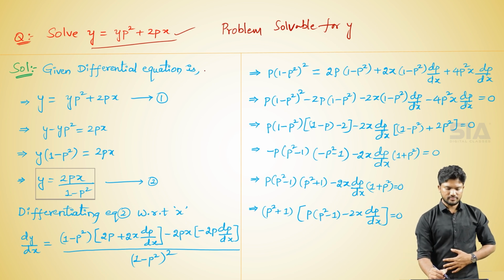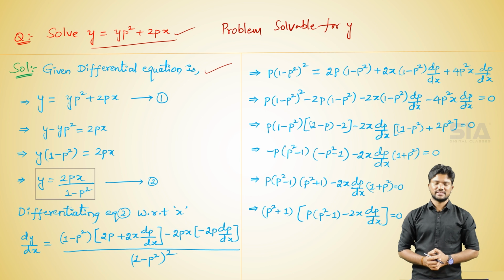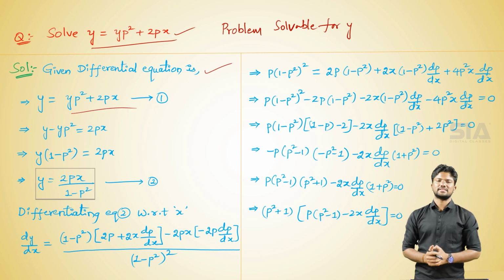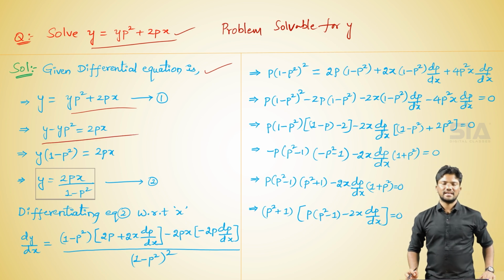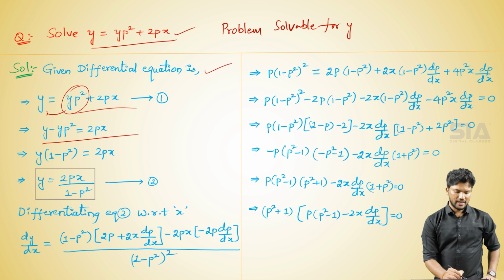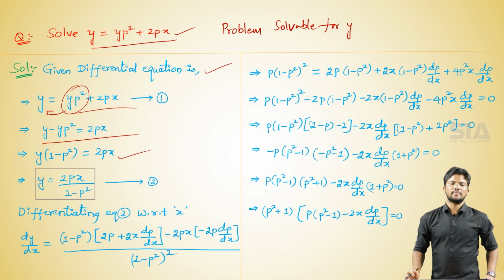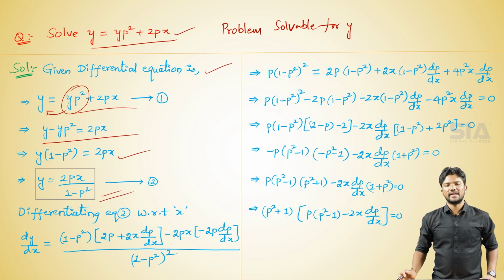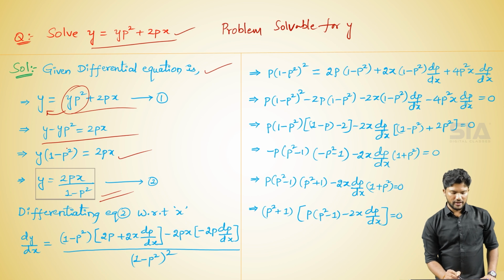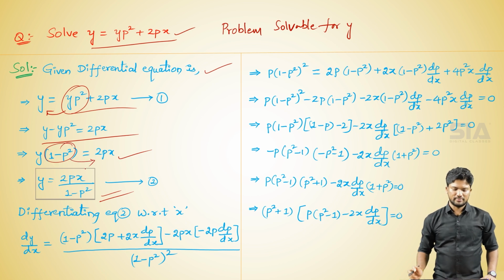See the explanation of this problem. Given differential equation is y is equal to yp square plus 2px. Take it as equation number 1, because there is no modification in that equation. So y minus yp square is equal to 2px. Send that second term to the LHS, so take y common: y times 1 minus p square is equal to 2px. From that, derive the y value: y is equal to 2px by 1 minus p square. Take it as equation number 2.